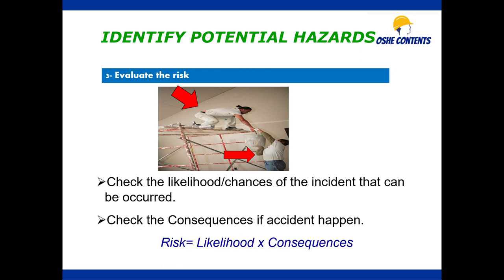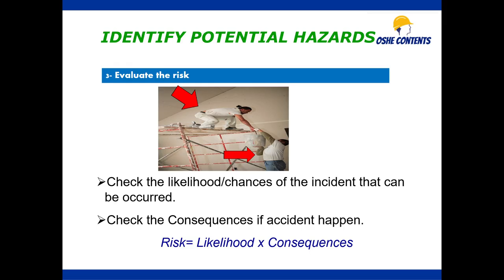So evaluate the risk. What will be the risk evaluation? Check the likelihood, the chances of the incident that can occur. Here we can see the likelihood, okay, we will discuss that later. We can see there is a lot of chance that the person can fall down. So the likelihood is high. You can put it at 4 because there are chances.